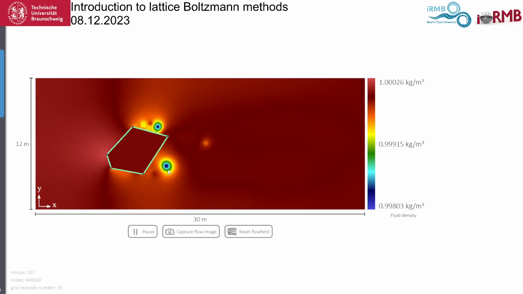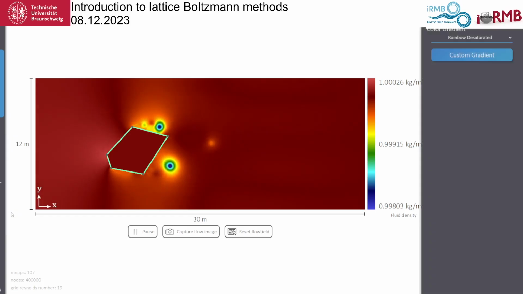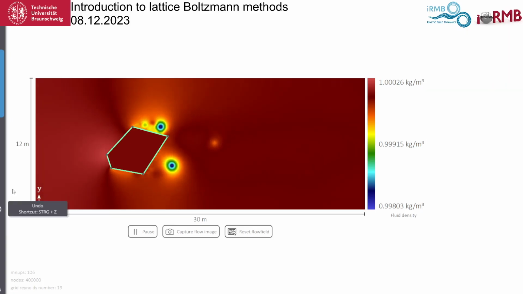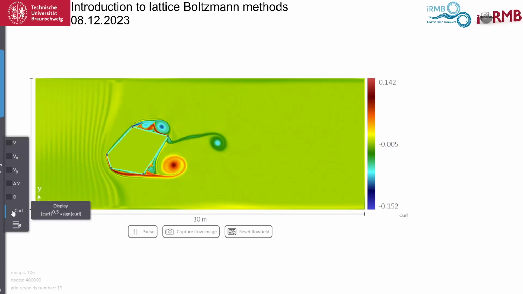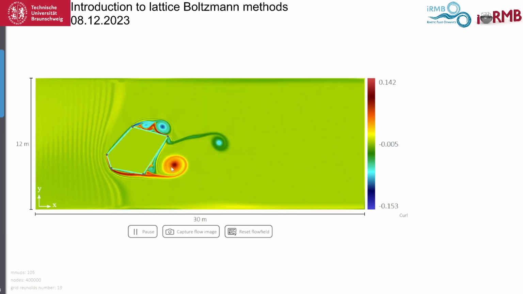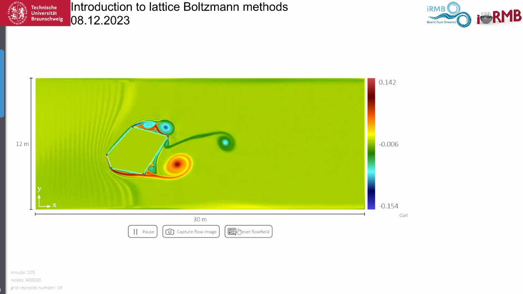So the vortex here has a low density in the center. So this is a vortex. The best you see is when you look at the curl. Not defined what this is, but you see here's a vortex, and in the center of the vortex there is always a low density or the pressure is low.